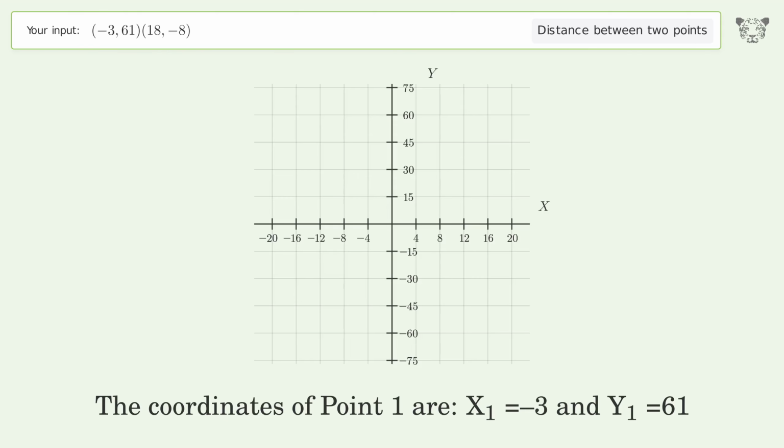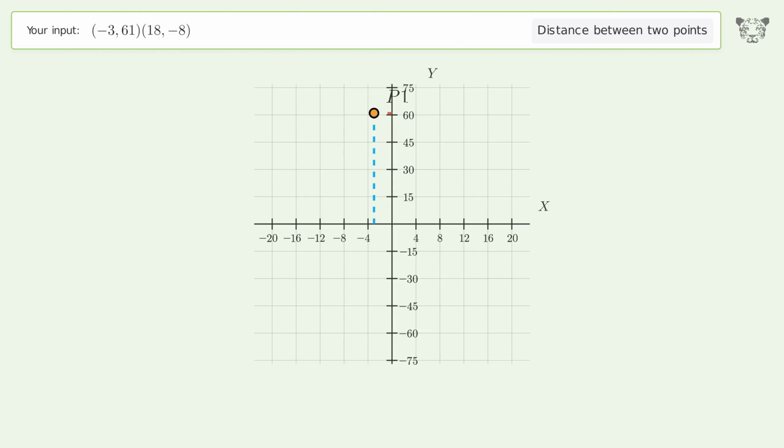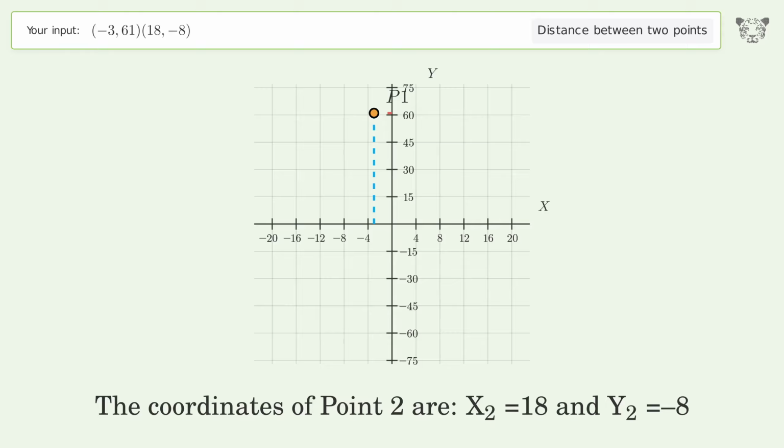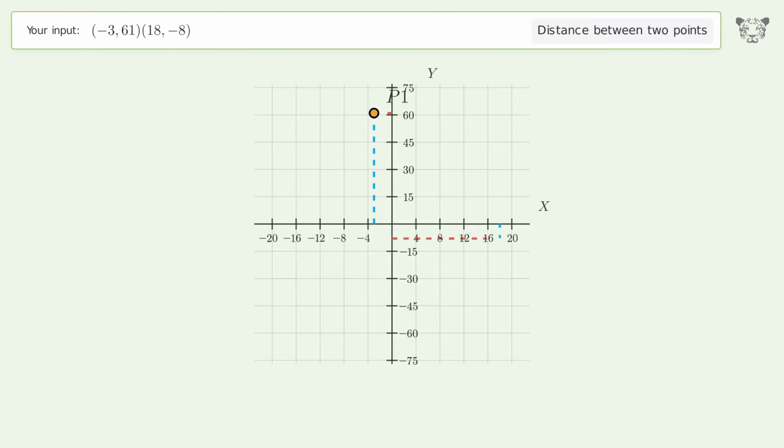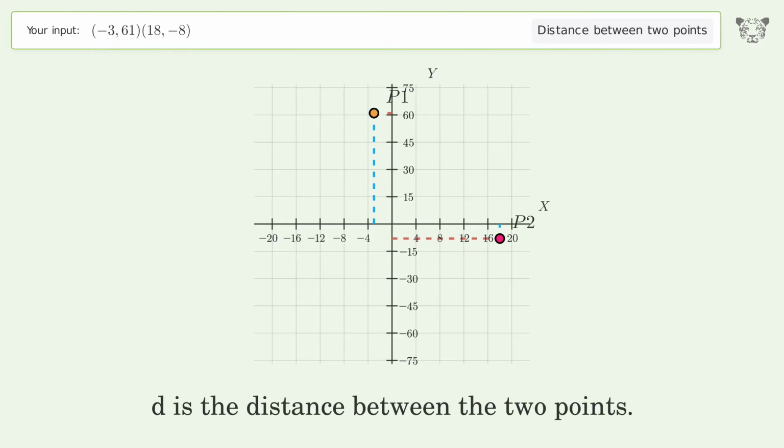The coordinates of point 1 are x1 equals -3 and y1 equals 61. The coordinates of point 2 are x2 equals 18 and y2 equals -8. D is the distance between the 2 points.